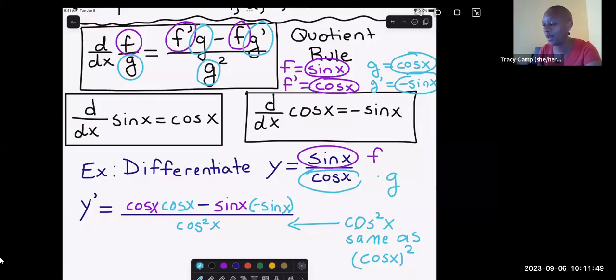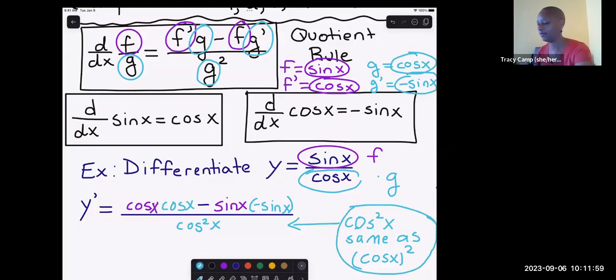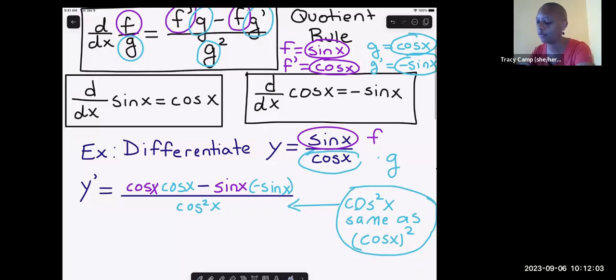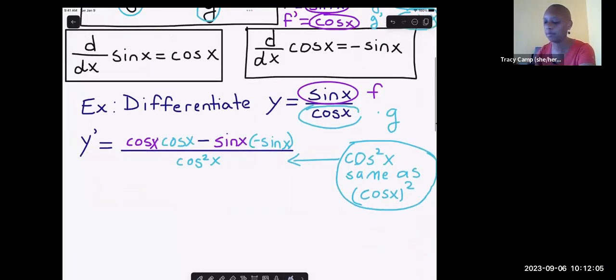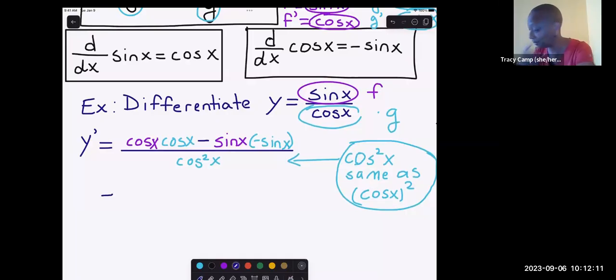So what I was trying to write is this right here, that cosine squared x is the same as cosine of x squared. And we typically write it that first way right there. So just FYI. So now we've basically used the quotient rule. And if you were turning this in for homework, it would be fine to enter the answer this way. But I want to go ahead and simplify this one because I want you to notice one thing.